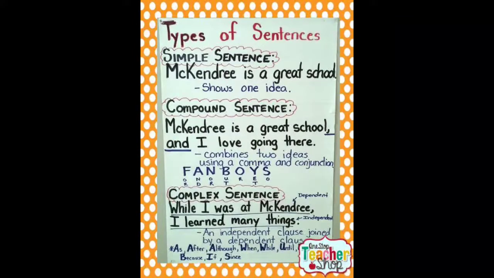McKendree is a great school, and I love going there. In the compound sentence, complex sentence: while I was at McKendree, I learned many things. So this is the way you change over the sentences from simple, compound, complex, children, along with the coordinating and subordinating conjunction and with dependent and independent clauses.